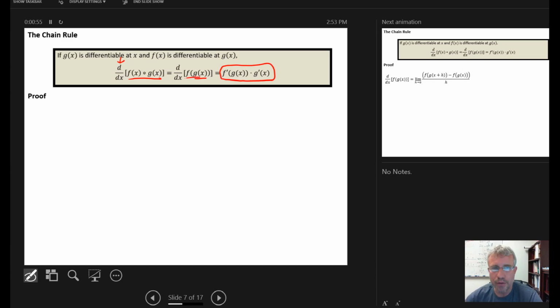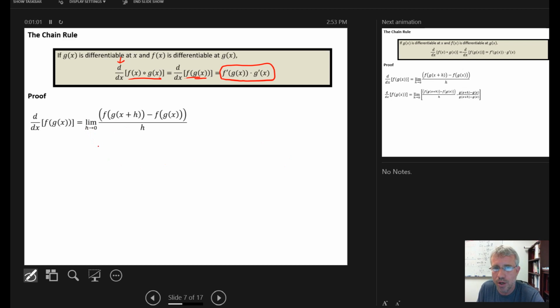So the tool that we've been using this semester is the difference quotient. We take the limit as h goes to 0 of the difference quotient because that is the definition of a derivative. So to find d dx of composed functions, the difference quotient says first, everywhere you see an x, replace the x with x plus h, and then subtract from that the original function. So I have set up the difference quotient here. It's all over h. We're taking our limit as h goes to 0.